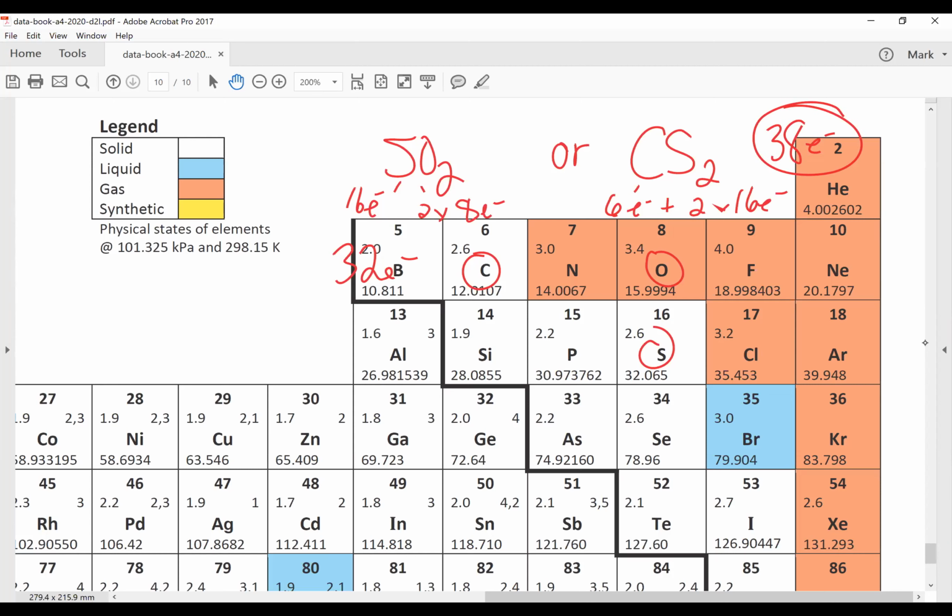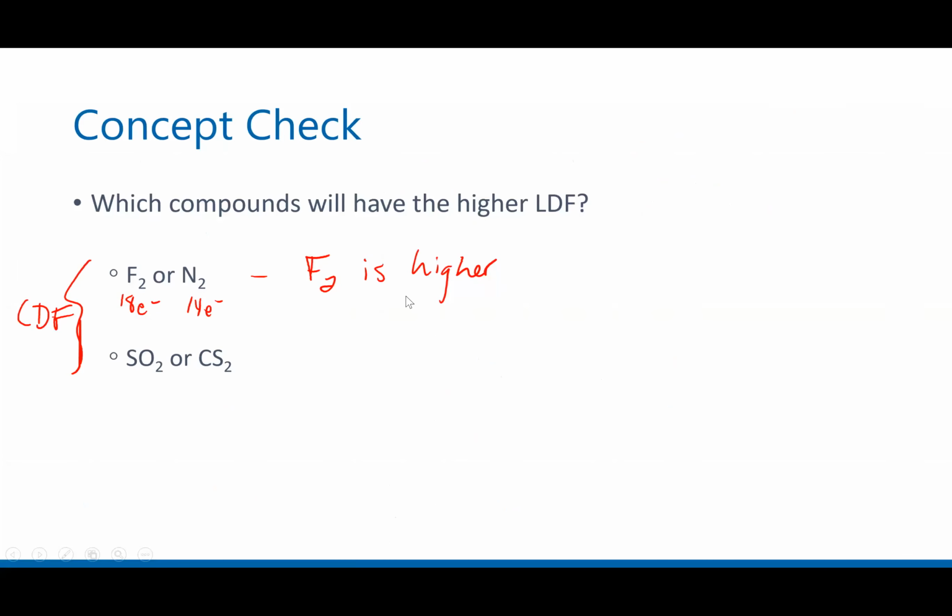Now, again, you don't need to show me that on a test. If you can see with your own eyes that CS2 would have more electrons, you don't have to write that. You just circle CS2. Carbon disulfide. And if I asked you to explain why, you would just have to say, well, it has more electrons. So this has 32 electrons. This has 38 electrons. So CS2 is higher. All right, we have 1 down, 2 to go, and the next 2 are easy.